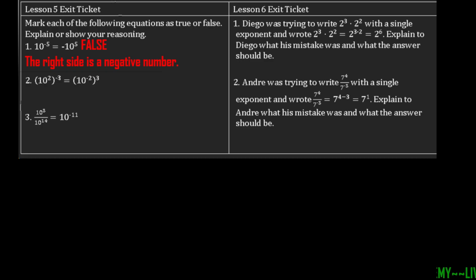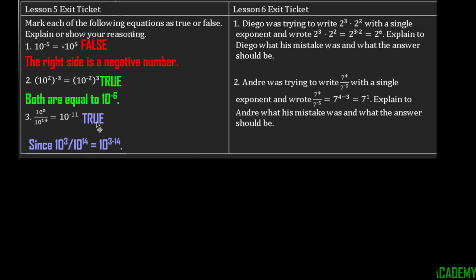Then for number 2, we're going to say this one is actually true because they're both equal to 10 to the negative 6 power because we multiply those exponents. Then for the last one, this is also true because if we divide, it's almost like we're subtracting those exponents. So we have 10 to the third power minus 14, which is going to be the same as 10 to the negative 11 power.